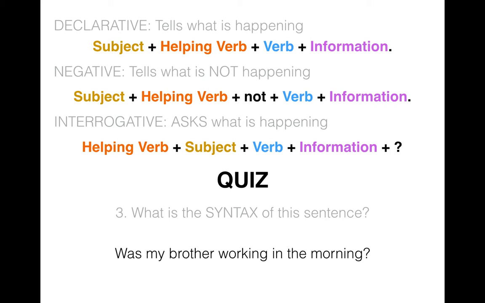What is the syntax of this sentence? Was my brother working in the morning? This sentence uses interrogative syntax. What is the syntax of this sentence? My brother was not working in the morning. This sentence uses negative syntax. What is the syntax of this sentence? My mom was talking to my dad. This sentence uses declarative syntax.